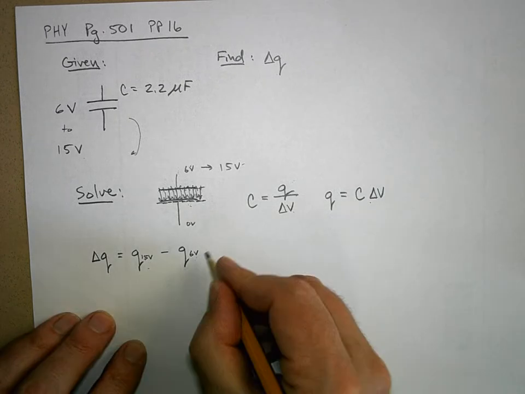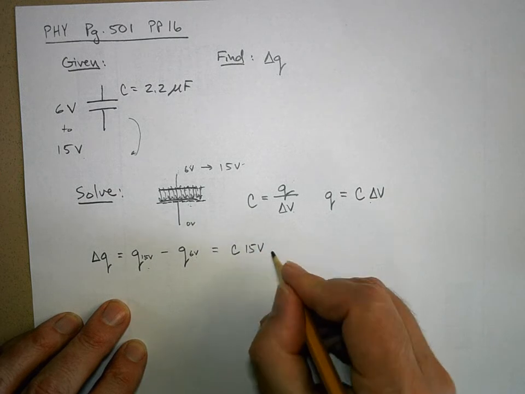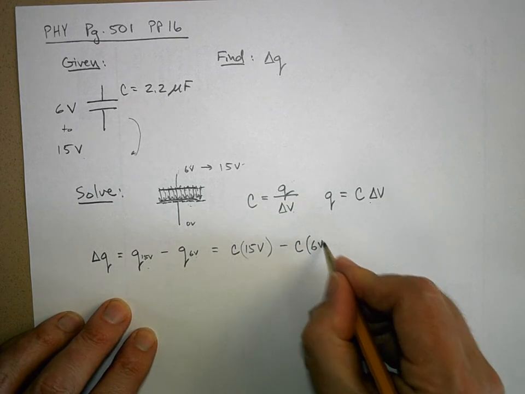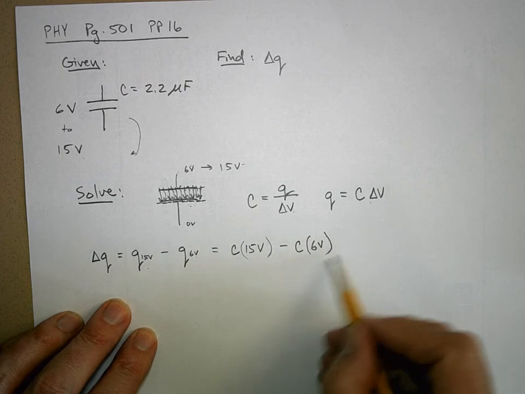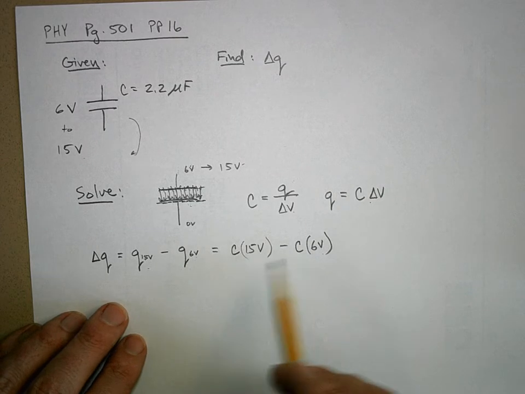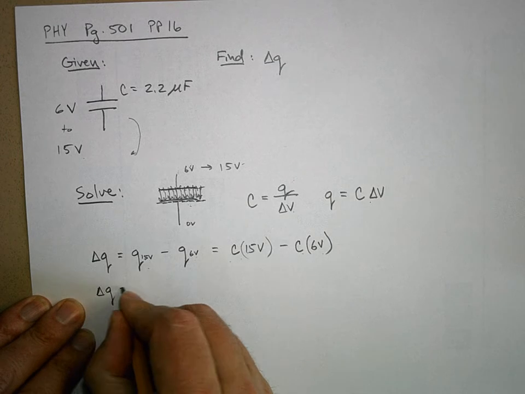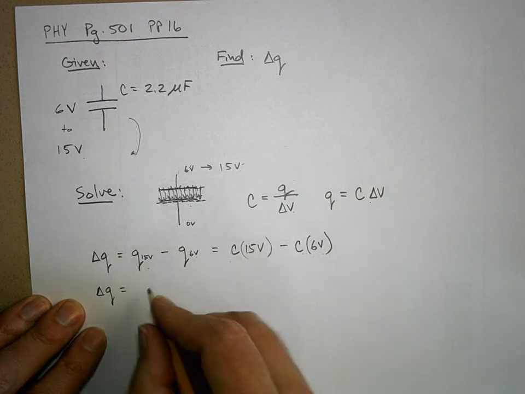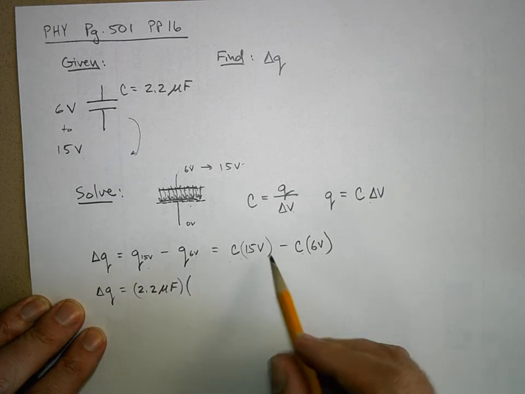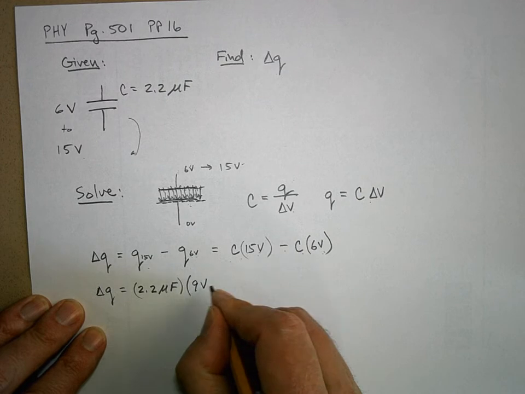So that's what I'm going to do here. The charge, this is going to be C times 15 volts minus C times 6 volts. So this is the charge at 15 volts. This will be the charge when I'm at 6 volts. Now I'm going to factor out the capacitance, and then the capacitance is 2.2 microfarads, and then I'm going to have 15 minus 6. Now 15 volts minus 6 volts is 9 volts.